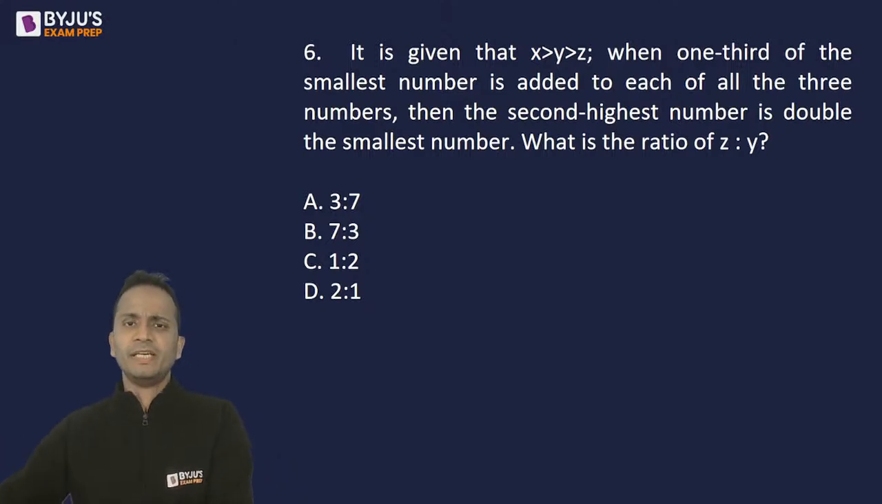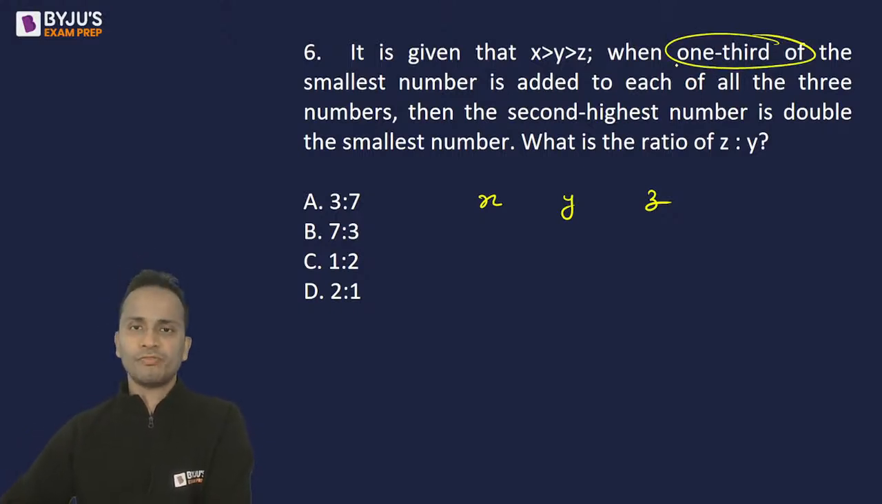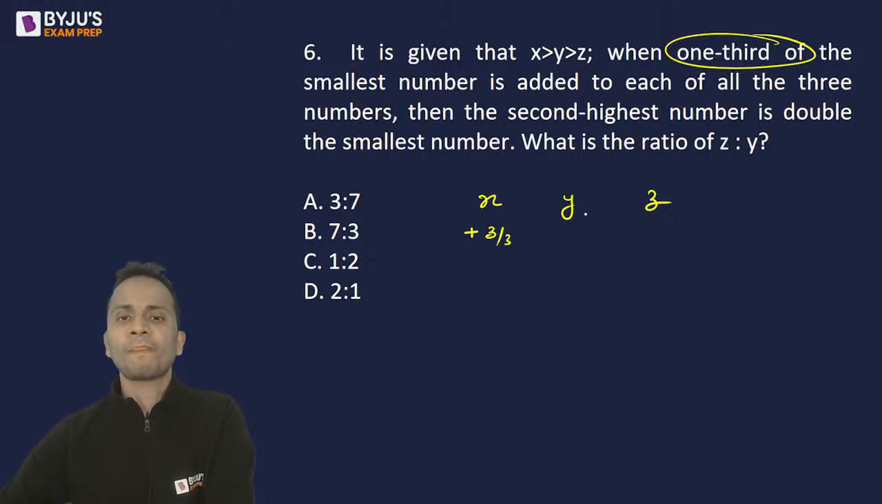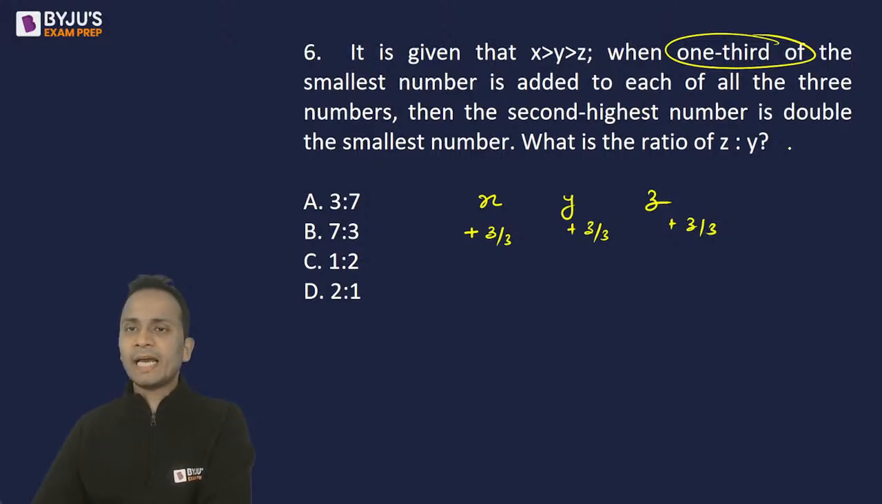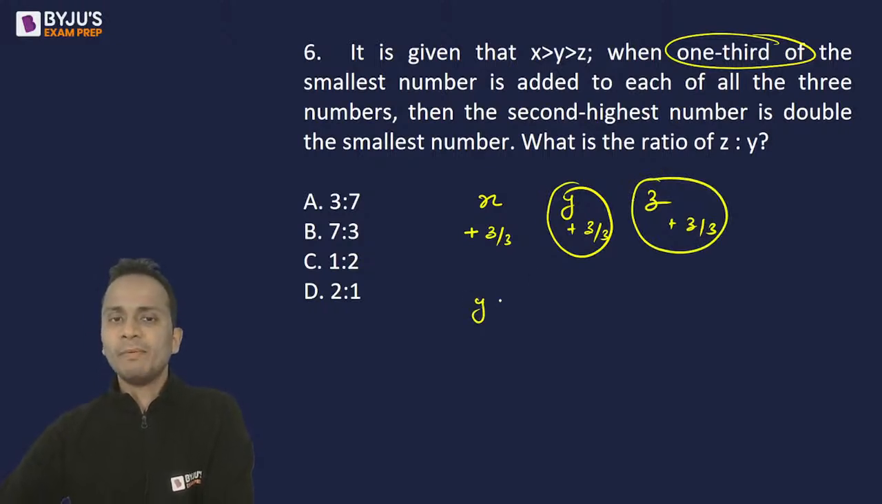So we have three numbers given, x, y, and z, where x is the greatest and z is the smallest. Okay. Now, one third of the smallest number is added to all of them. Now, what is the smallest number? Z is the smallest number. So, z by 3 will be added to all of them. So, x plus z by 3, y plus z by 3, and z plus z by 3. Okay. Now, what happens? The second highest number becomes double the smallest number. So, they are talking about this and this. So, y plus z upon 3 becomes double the smallest number, that is z plus z by 3.